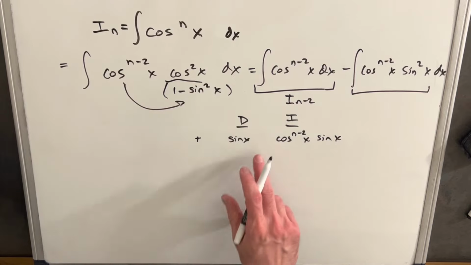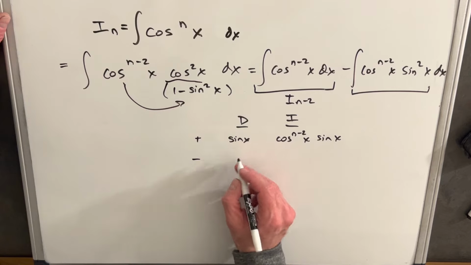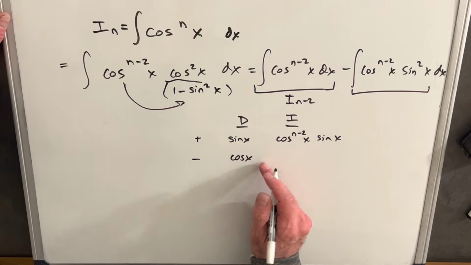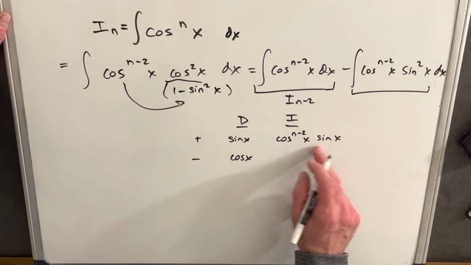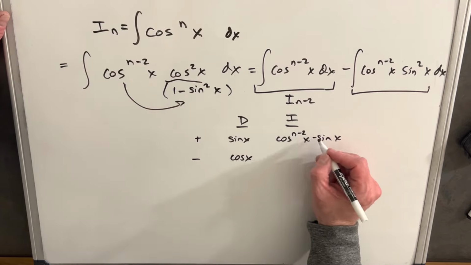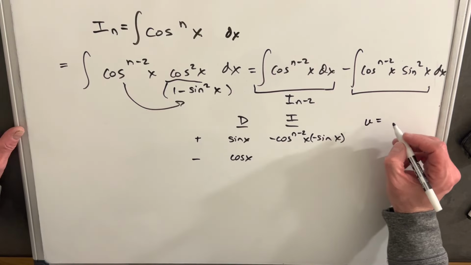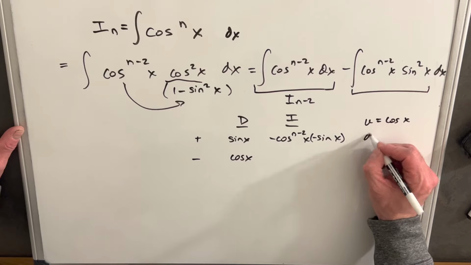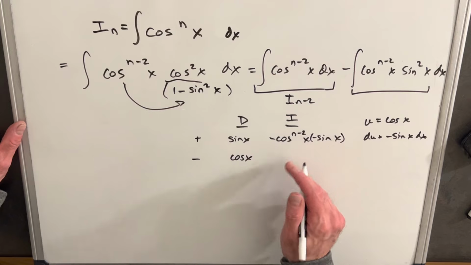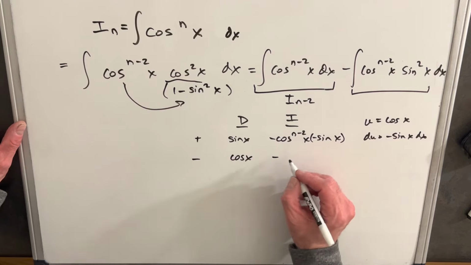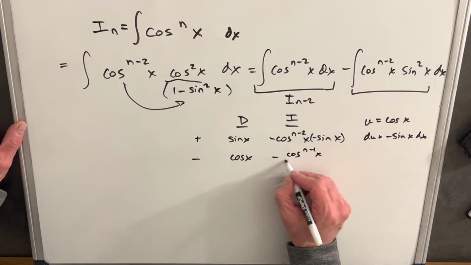Setting up our tabular integration as a shortcut for integration by parts, I just pulled the sine out, so we'll differentiate a sine here. In doing that, we're going to have cosine of x. And then I chose to integrate the rest of it, which is cosine n minus 2 x sine x. This will allow us to use a u substitution. I'm going to write this as a minus sine x, with a minus in front here. So if our u is cosine x, then our du is minus sine x dx. I think we can see what this is going to be when we integrate this. Doing that u substitution, using the power rule, we're just going to get back cosine n minus 1 x over n minus 1 here.